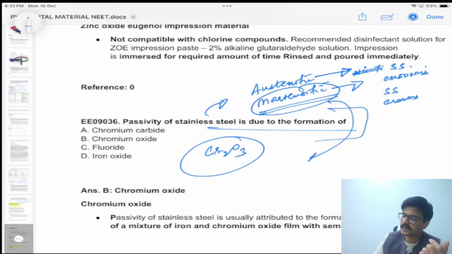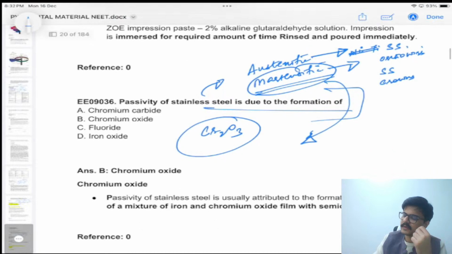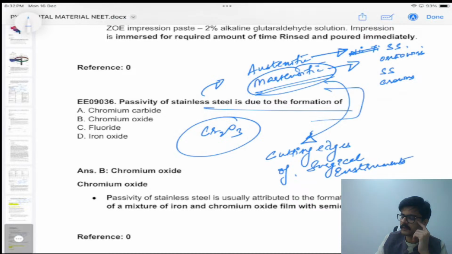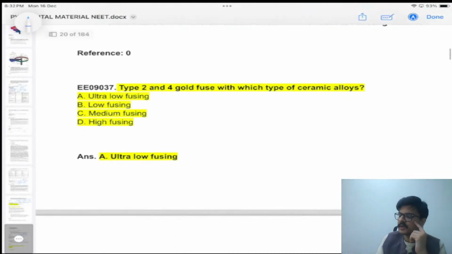Martensitic is very hard. So martensitic stainless steel is used to make the cutting edges of surgical instruments, right?